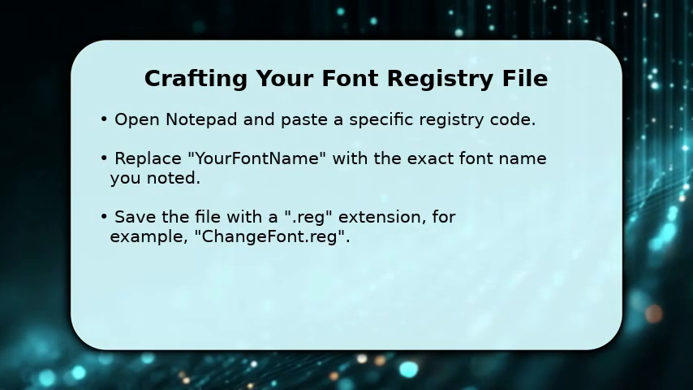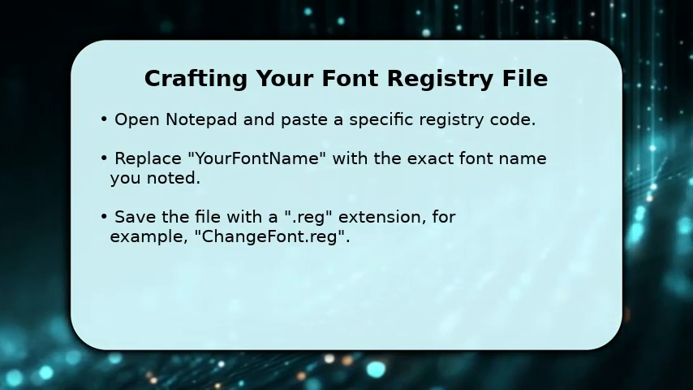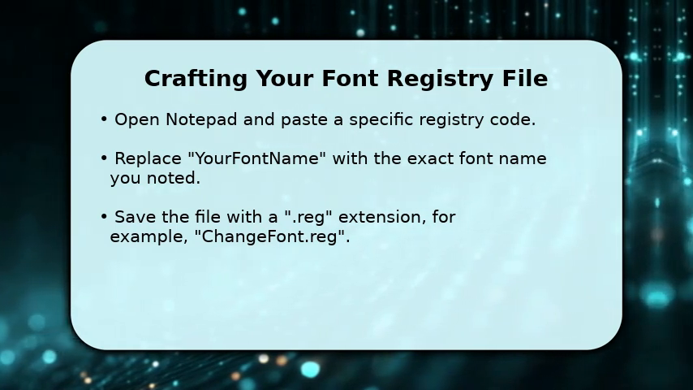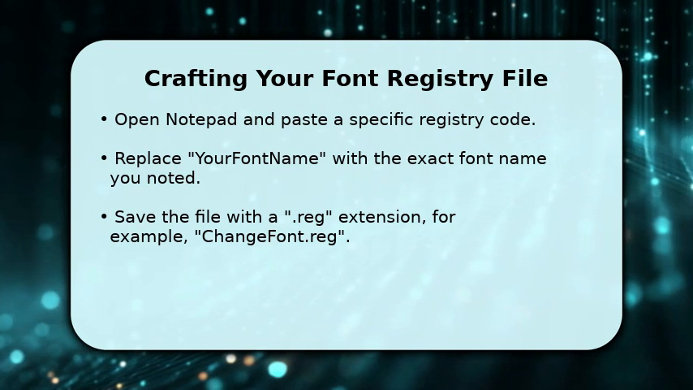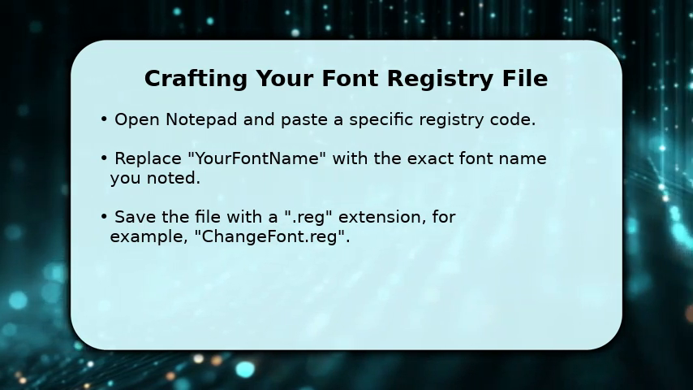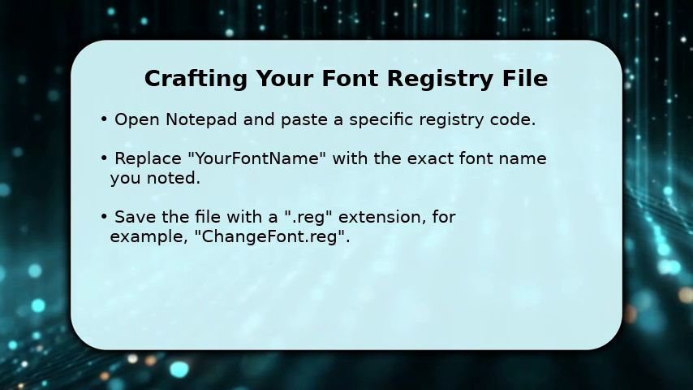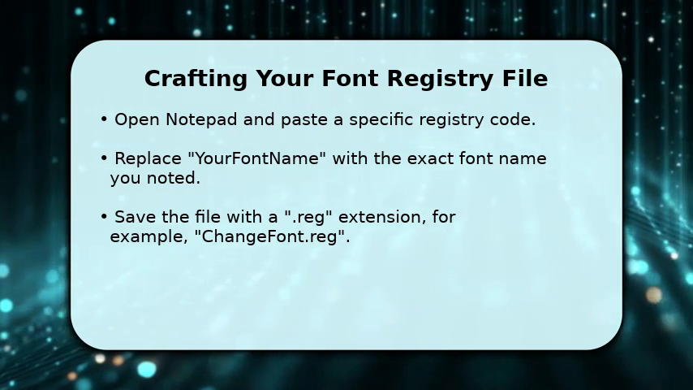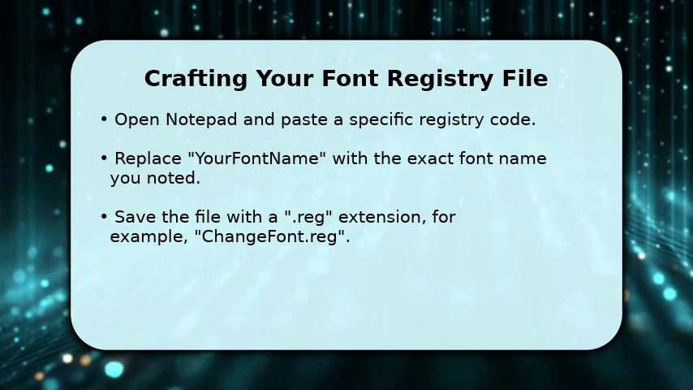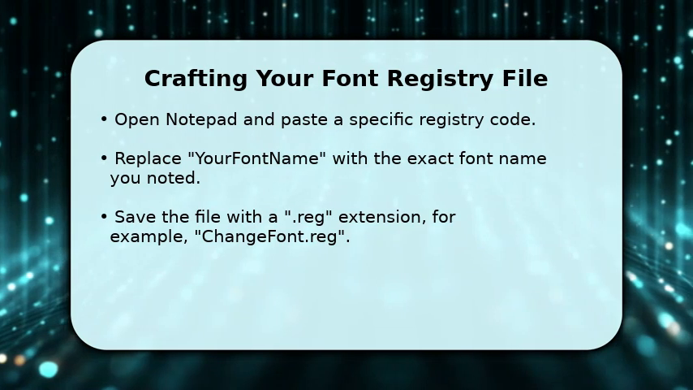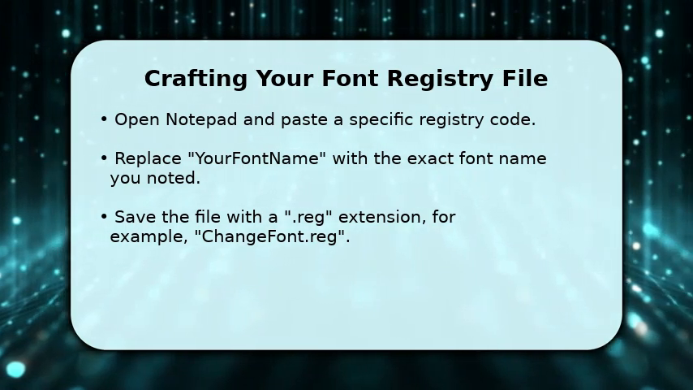Next, you will create a special registry file. Open Notepad and paste the provided code. Crucially, replace your font name with the precise full name of the font you selected earlier. For example, if your font is Arial Bold, you would type that. Then save this file. Go to File, then Save As, choose All Files for the type and name it something like ChangeFont.reg. This file will modify your system's font settings.